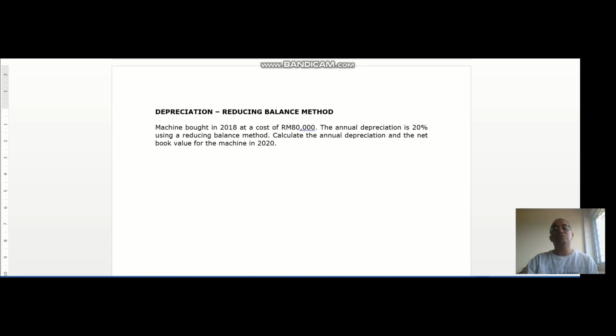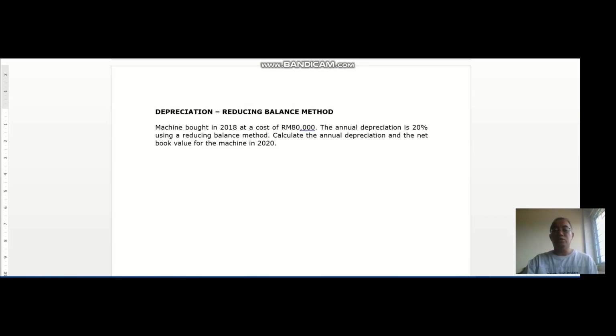Okay, so a machine bought in 2018 at the cost of 80,000. The annual depreciation is 20% using a reducing balance method. In this kind of question, for reducing balance, they will state clearly the depreciation method. If you look at the previous question, for the straight line method, sometimes they say at cost, sometimes they say straight line method, sometimes they just give a useful life. But for reducing balance, the question will always state clearly that they are using a reducing balance method.